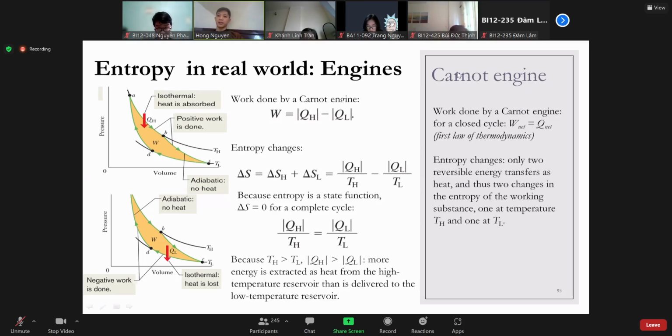We see that the temperature of the hot reservoir is higher than the temperature of the cold reservoir, right? Then the heat received here should be higher than the heat lost here. So more energy is extracted as heat from the high temperature reservoir, the hot reservoir, and then it's delivered to the low temperature reservoir, the cold reservoir. Good.